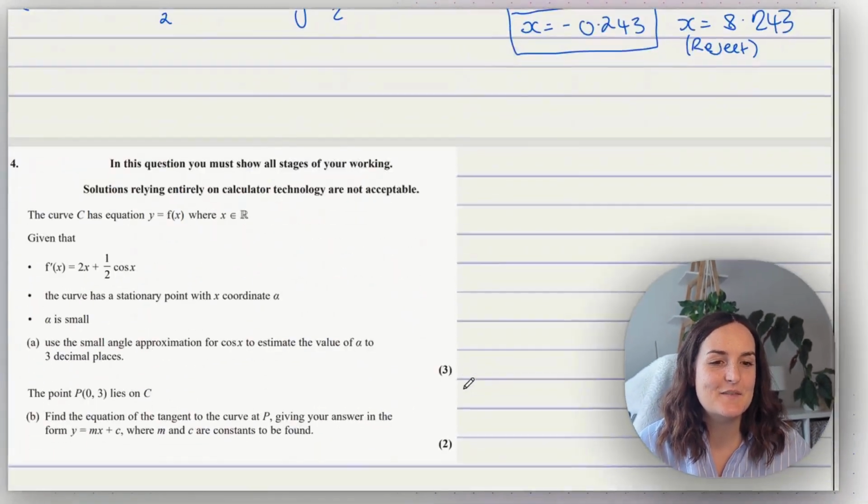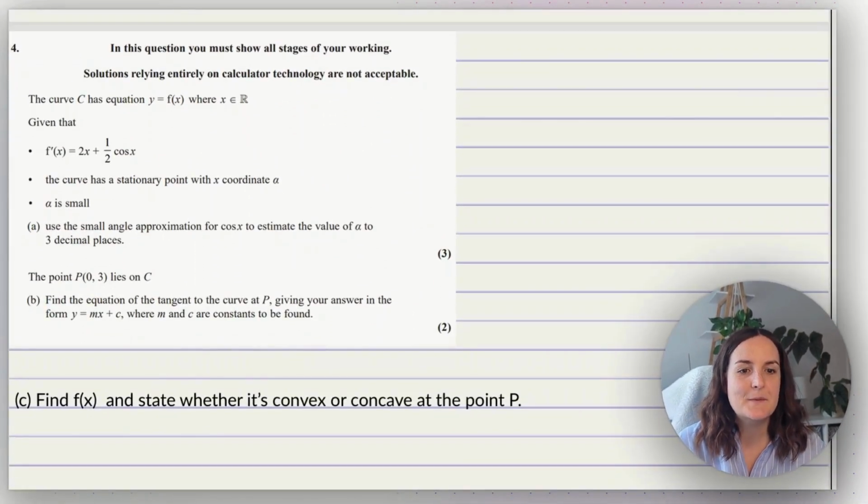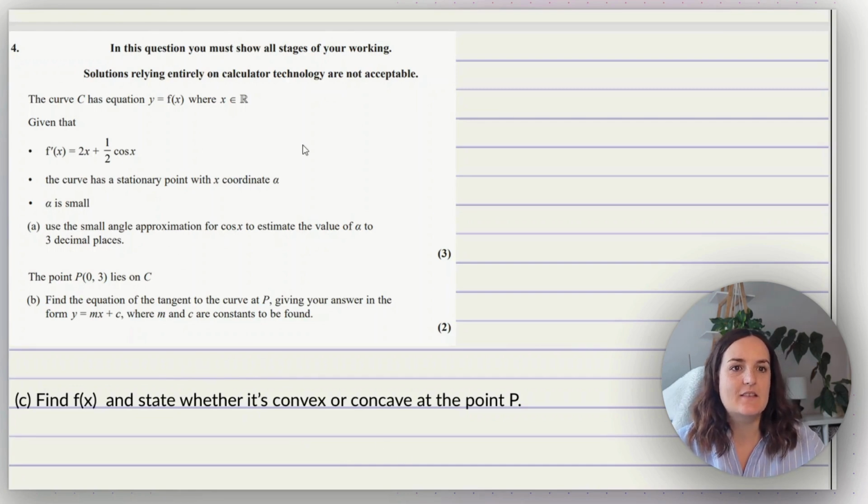So let's have a look at this bonus question. So here it is. Find f of x and state whether it's convex or concave at the point P. So we have been given f dash x and we now need to find f of x. So if you want to go from f dash x to f of x, you need to integrate, because to get to this from f of x, we differentiated. So to get back, we need to integrate.